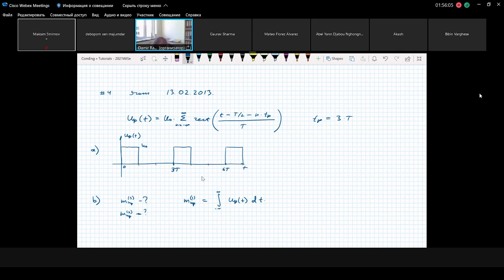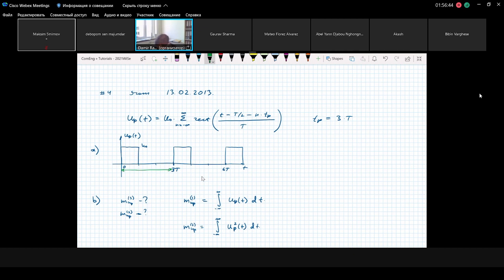And for the second moment, we calculate not just the mean value, but the mean value of the squared signal, the mean squared value. So we just simply take y p of t squared and then calculate the integral. And if we look at our signal, we see that actually it's periodic. So we simply can consider only one interval.